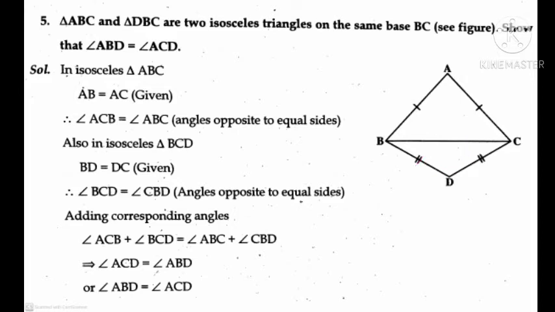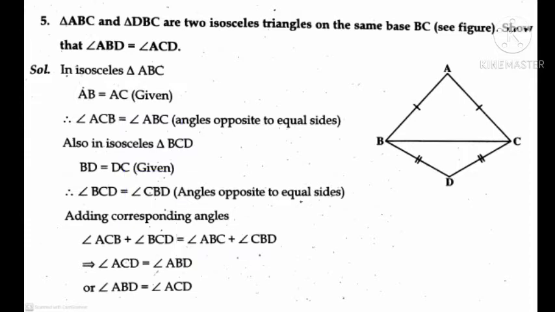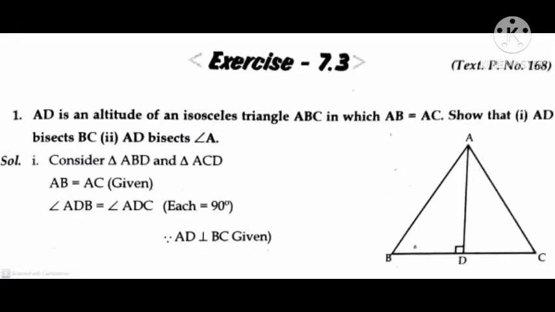Therefore, adding corresponding angles, angle ACB plus angle BCD is equal to angle ABC plus angle CBD. If we add angle ACB plus angle BCD, we get angle ACD. If we add angle ABC plus angle CBD, we get angle ABD. Or angle ABD is equal to angle ACD. Hence proved. Now we are going to discuss exercise 7.3 problems.